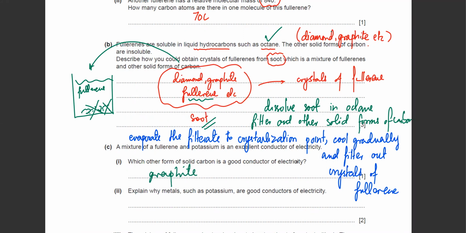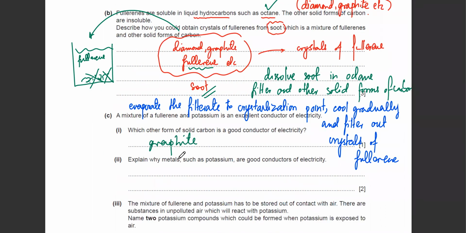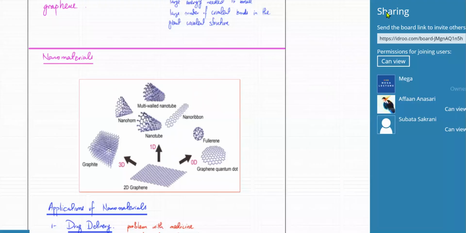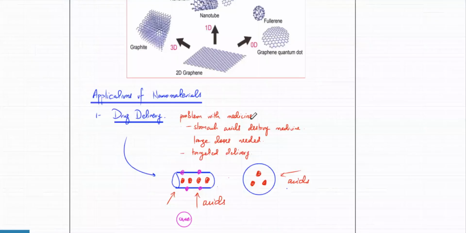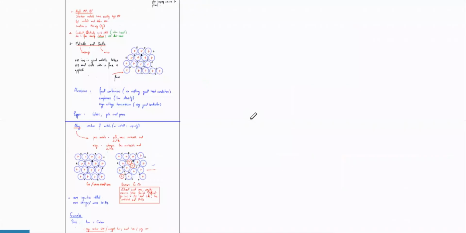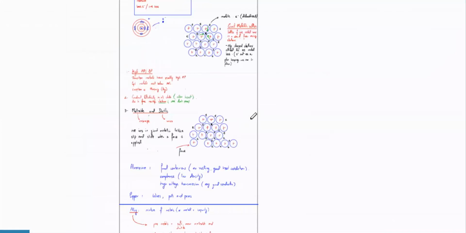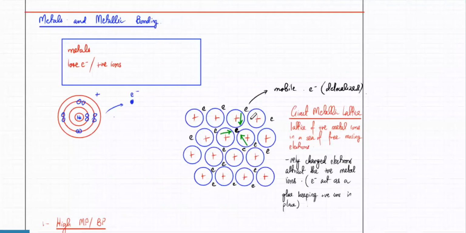Next one is explain why metals such as potassium are good conductors. Why do metals conduct electricity? Because they have free electrons. Okay, so they've got free delocalized electrons. This was what the metallic structure looked like. We did this with metals, right? So this was the giant metallic lattice.